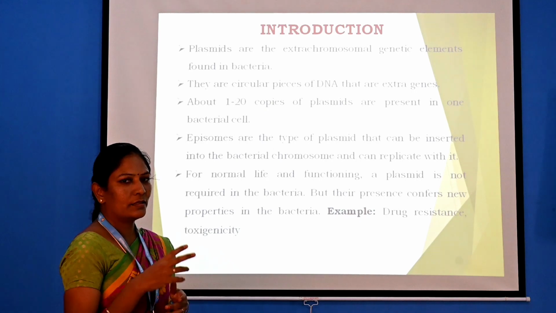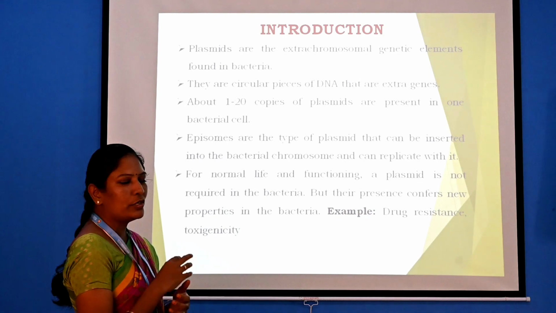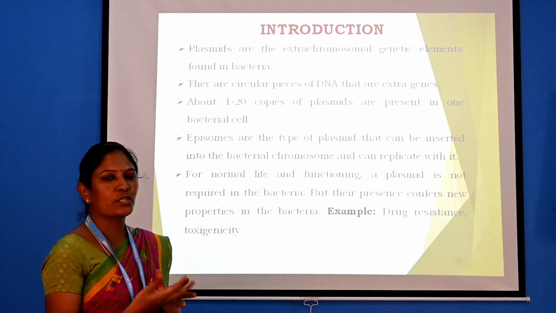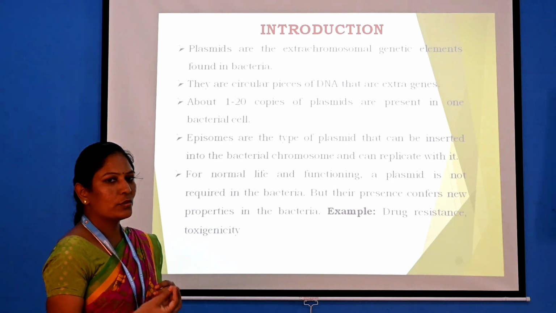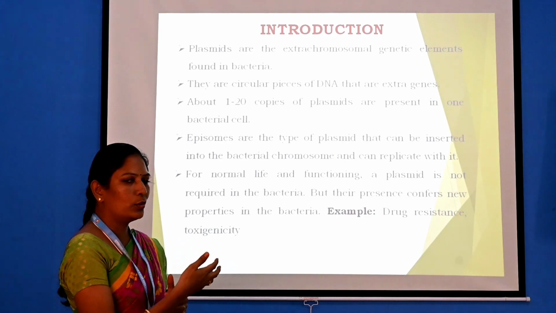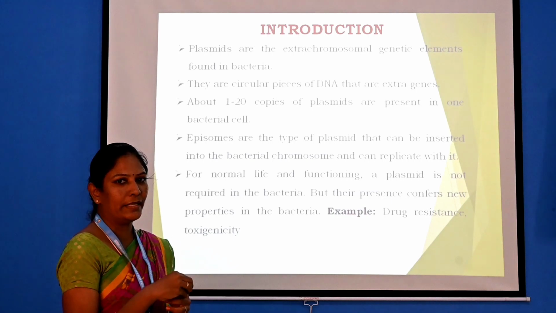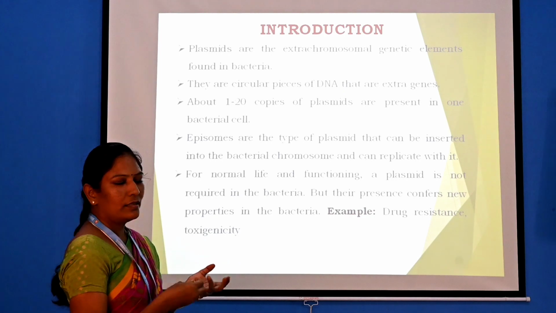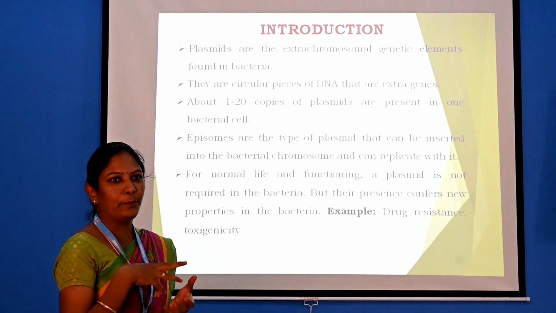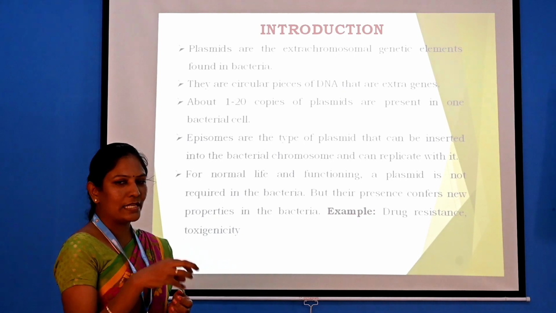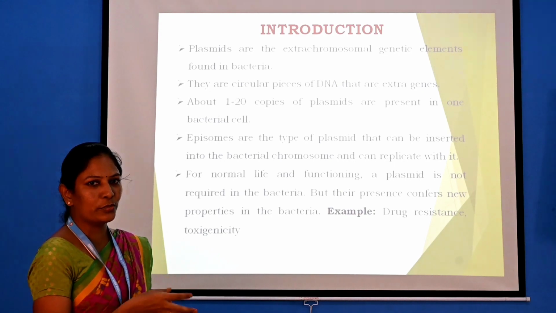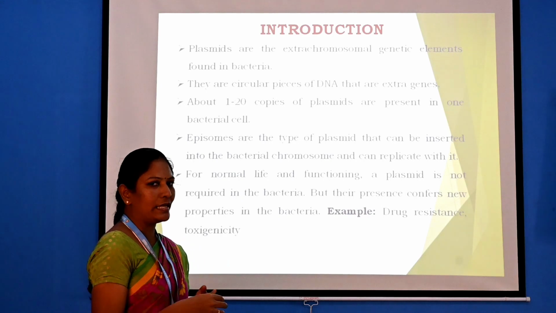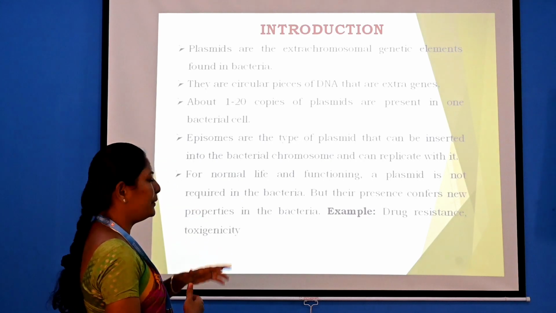Next, one of the main characteristic features of plasmids is that some plasmids are integrative and most of them are non-integrative. Integrative plasmid means, already I told you the plasmid can replicate autonomously, but some plasmids depend on their bacterial chromosome for their replication. This type of plasmid can integrate with the host chromosome for replication. These plasmids are known as integrative plasmids, otherwise known as episomes.